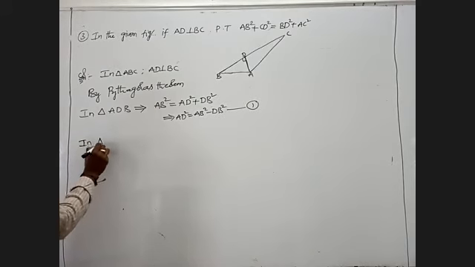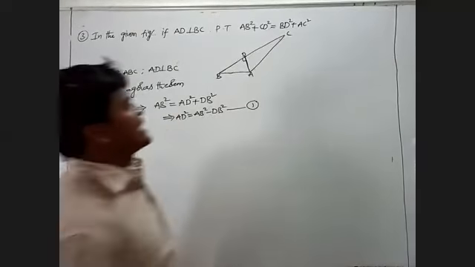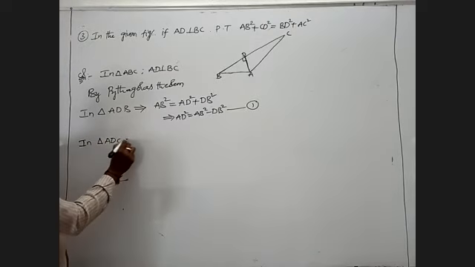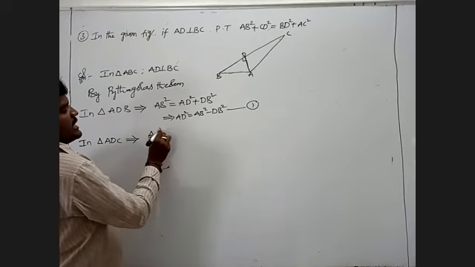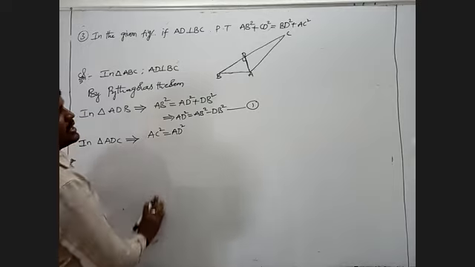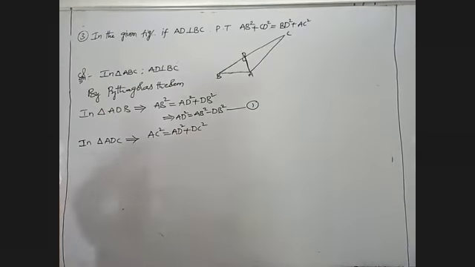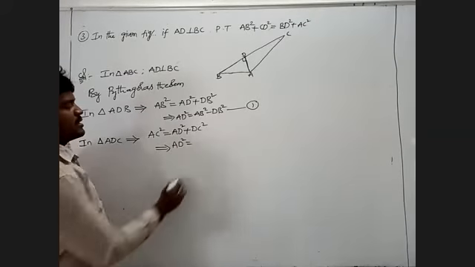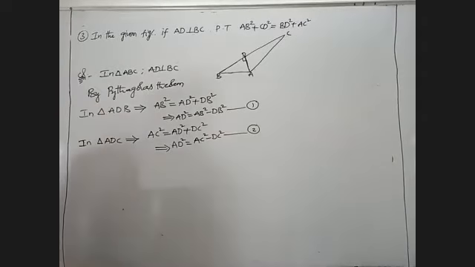Next we will take the other triangle, ADC. In triangle ADC, AC is the hypotenuse. So I will write AC square is nothing but AD square plus DC square. Here also, AD square is nothing but AC square minus DC square. This is my equation number 2.